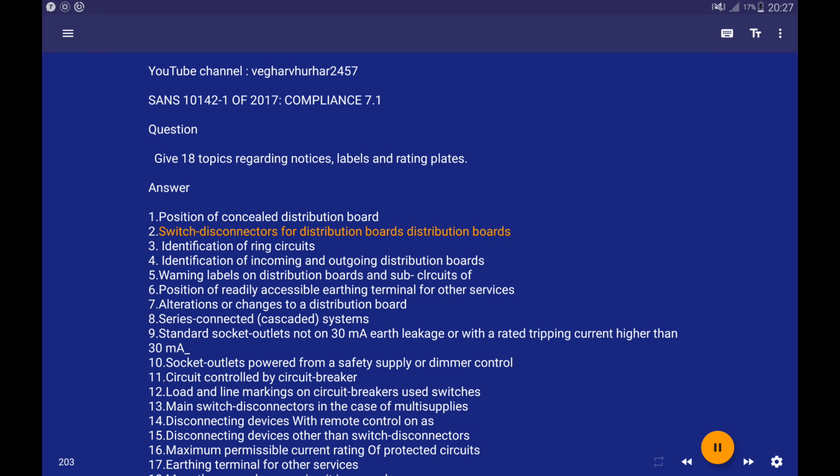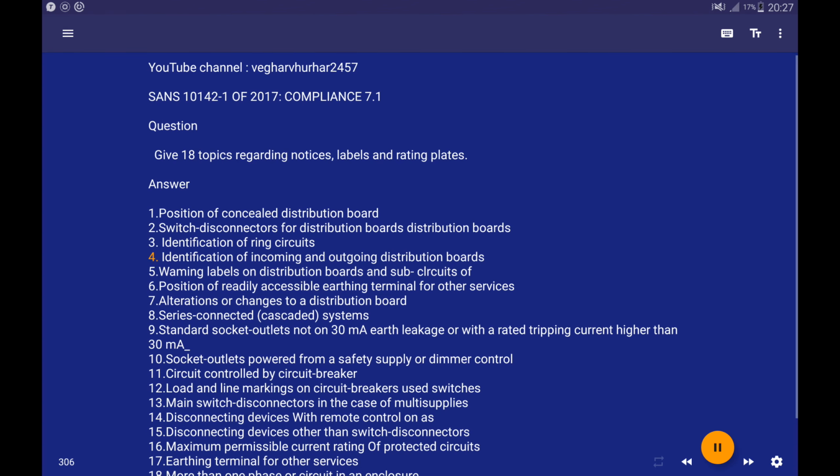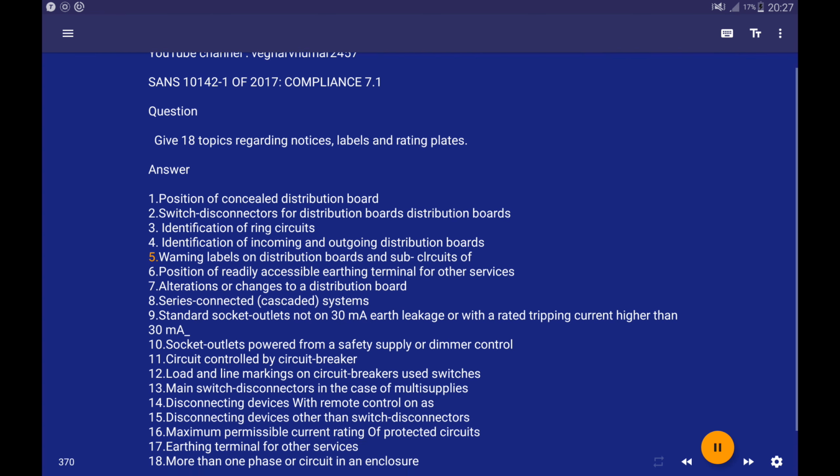2. Switch disconnectors for distribution boards. 3. Identification of ring circuits. 4. Identification of incoming and outgoing distribution boards. 5. Labelling of labels on distribution boards and sub-circuits.